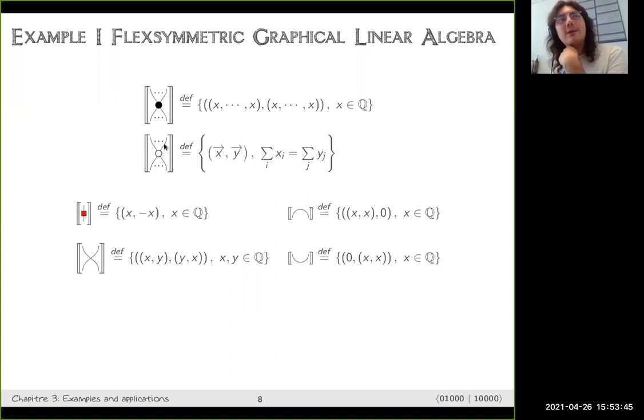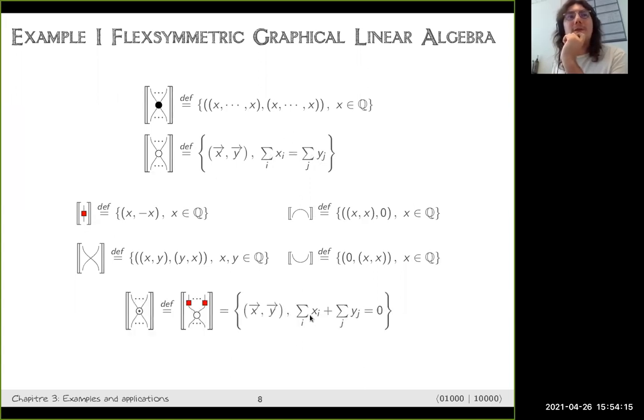So in fact, we see that the white spider, with respect to this compact structure, is not FLEXSYMMETRIC, but it is FLEXSYMMETRIC up to a dualizer, and the dualizer is exactly this red square. Okay, I hope this is clear. You see the intuition that here you have an asymmetry between the inputs and the outputs, and if you want to transform an input into an output, then you need to put a minus, okay?